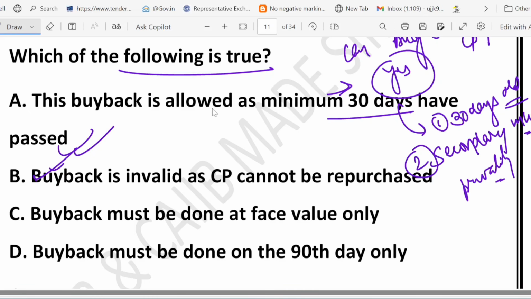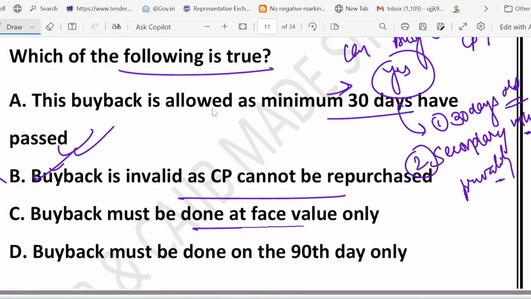What about option B? Buyback is invalid as CP cannot be repurchased. What do you think about it? See, this is wrong. Why is it wrong? Because CP can be bought back, but through the secondary market and only after 30 days. So this statement is not correct because it is saying that buyback is invalid. No. Buyback is not invalid. Rather, it can be bought back.